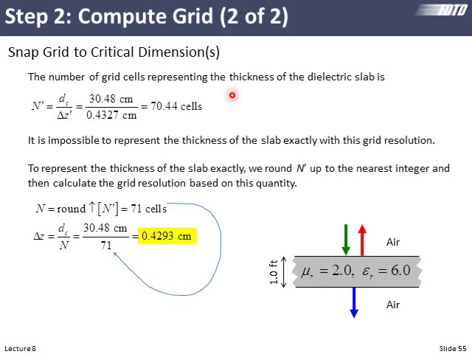Well, we don't want to do that. We want to represent this with the exact integer number of grid cells for the best accuracy. So we'll take that number we just calculated, 70.44, and round up and say we actually want to resolve that with exactly 71 cells. So what we'll do is recalculate our delta Z, and it's the critical dimension divided by this number of cells, which was just 71. So we will adjust our delta Z parameter now to 0.4293. Notice it got a little bit smaller. But that let us represent the slab with an exact integer number of cells.